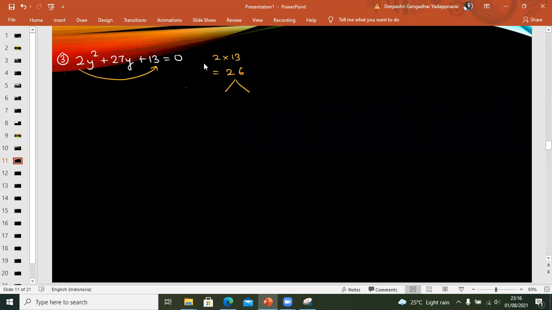And now check the options. 26 multiplied by 1 is 26, and 13 multiplied by 2 is 26. You want the answer positive 27. 26 plus 1 will give you 27. 13 plus 2 or 13 minus 2 will not give you 27. So this is not the correct option. We will use this option. We want positive 27, so we have to put a positive sign on both values. So let us solve this further.